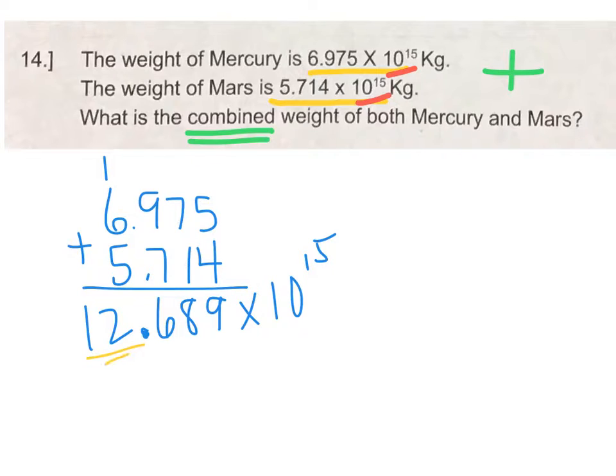Now, there's a problem right here. Our front number has to be between 1 and 10. We're at 12, so it's too big. To adjust this, we move the decimal back 1 and add 1. So our official answer is 1.2689 times 10 to the 16th power.